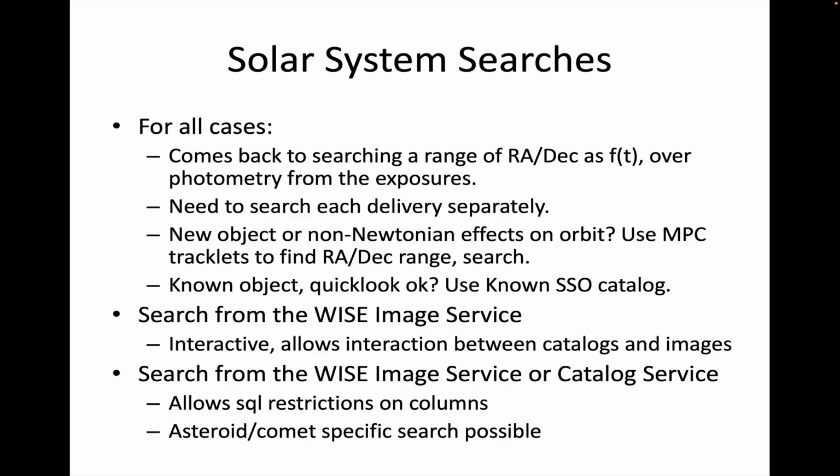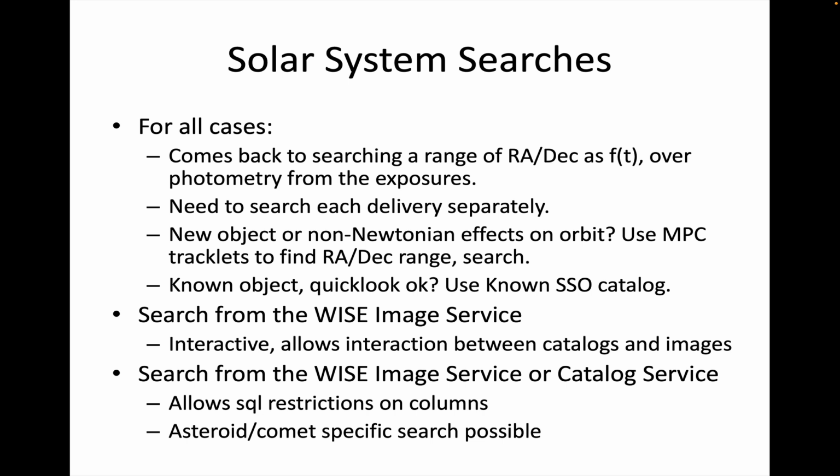For solar system objects, it all comes back to searching a range of right ascension and declination as a function of time, and you need to look over the individual photometry from the individual exposures. You need to search each delivery separately because each delivery covers a different span of time. If you have a new object or an object for which non-Newtonian effects on the orbit are important, you need to use the minor planet center tracklets to find the right ascension and declination range and search on that.